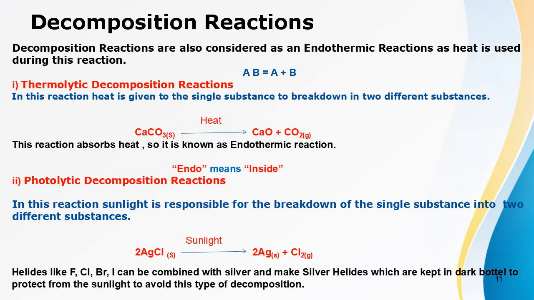Number 2, photolytic decomposition reactions. In this reaction, sunlight is responsible for the breakdown of a single substance into 2 different substances. Here AgCl breaks down into Ag and Cl2. Halides like fluorine, chlorine, bromine, iodine can combine with silver to make silver halides, which are kept in dark bottles to protect them from sunlight to avoid this type of decomposition.